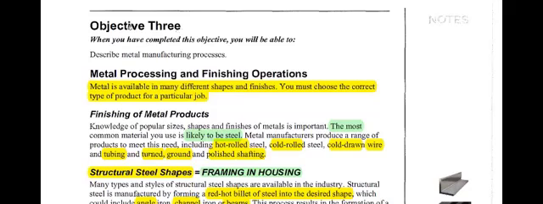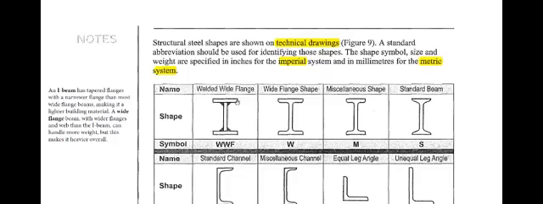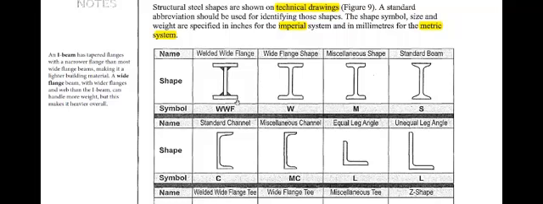In Objective 3, in metal processing and finishing operation, you will see different structural shapes, and you need to be familiar with different structural shapes because they are used a lot in our trade when building stuff, and you need to be able to order this material using proper abbreviation system.